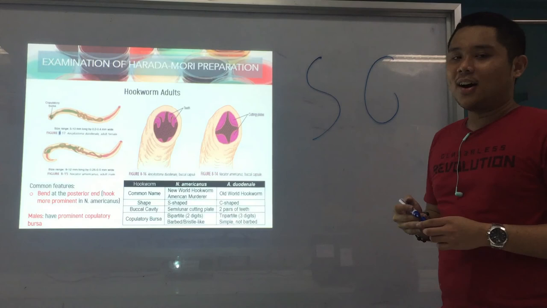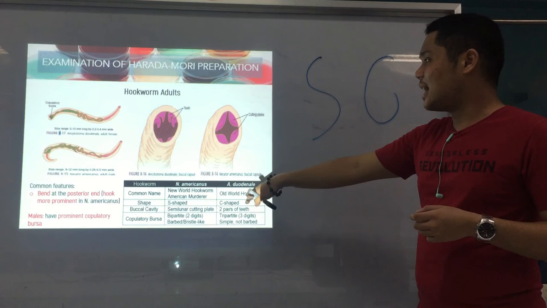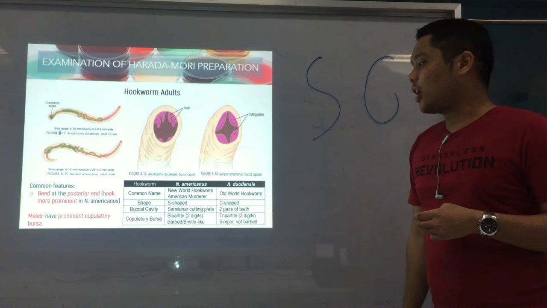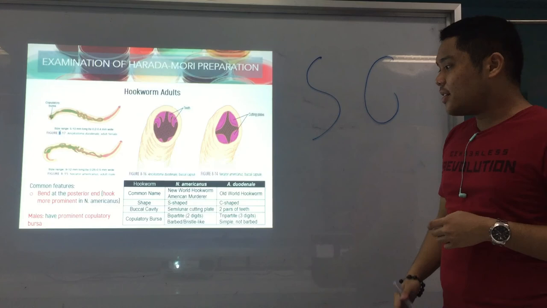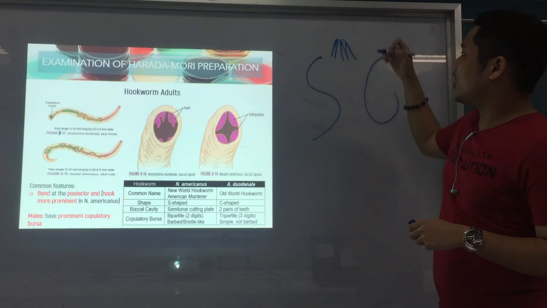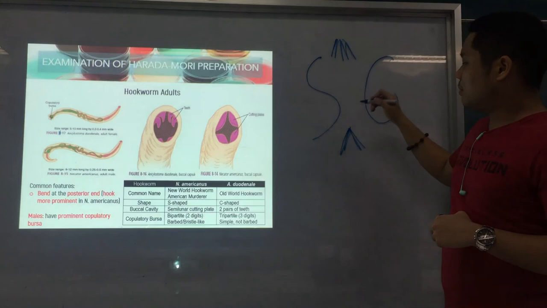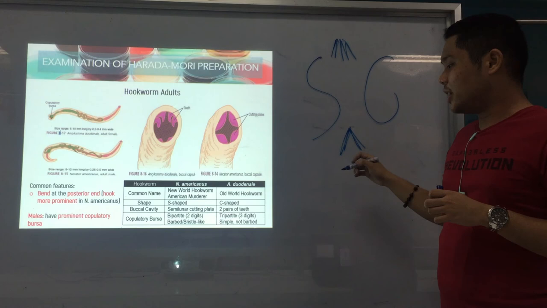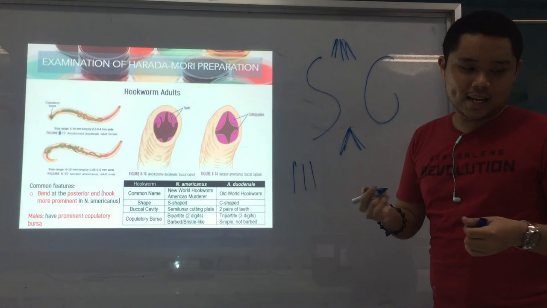The buccal cavity, or mouth, of Ancylostoma duodenale contains two pairs of teeth, and Necator americanus has cutting plates. For the copulatory bursa, N. americanus is barbed or bristle-like, with only two digits, one and two. Ancylostoma duodenale is tripartite, with three digits, simple, not barbed: one, two, three, if I'm not mistaken.